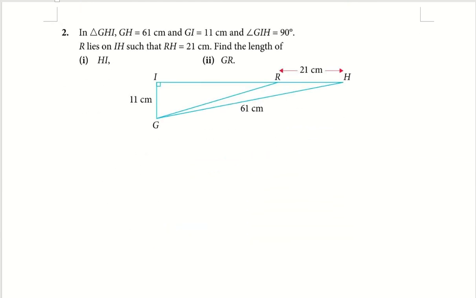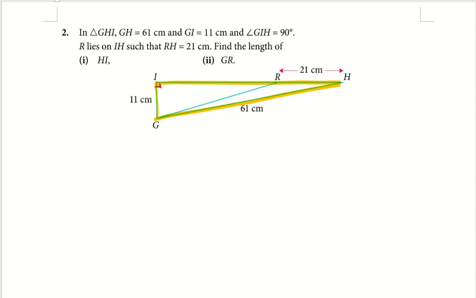Question number 2 says, in triangle GHI, you are given length 61, 11, 90 degrees over there. R lies on IH such that RH is 21, find the length of HI. First thing, the length we need to find is over here, this length HI. Knowing that there is a 90 degree here, once again, we can use triangle GIH, which is the one highlighted in yellow, to solve for my length HI.